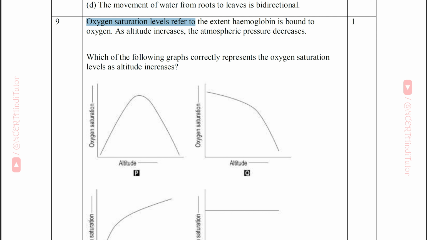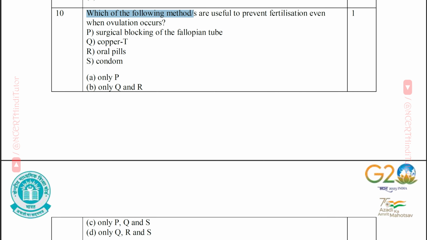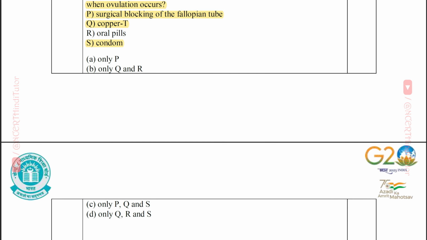Oxygen saturation levels refer to the extent hemoglobin is bound to oxygen. As altitude increases, the atmospheric pressure decreases. Which of the following graphs correctly represents the oxygen saturation levels as altitude increases? Answer B. Which of the following methods are useful to prevent fertilization even when ovulation occurs? P. Surgical blocking of the fallopian tube. Q. Copper T. S. Condom. So the correct option is C. Only P, Q and S.